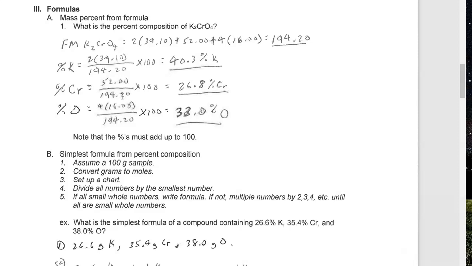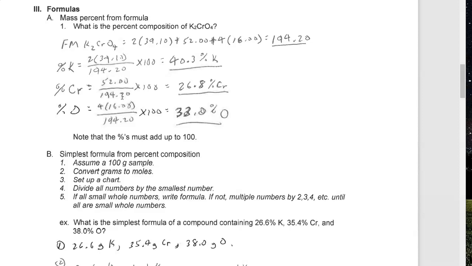All right, now if I add those up, what should that add up to be? Well, that should be 100%, because that's all you have in there: potassium, chromium, oxygen. Does it add up to 100%? Why doesn't it add up to 100%? Well, round off error. It might be 100.1, or it might be 99.9 or 99.8, and that's just round off error. So theoretically, yes, it should be 100%. Practically, since you're rounding, it may not be. But it's going to be close.